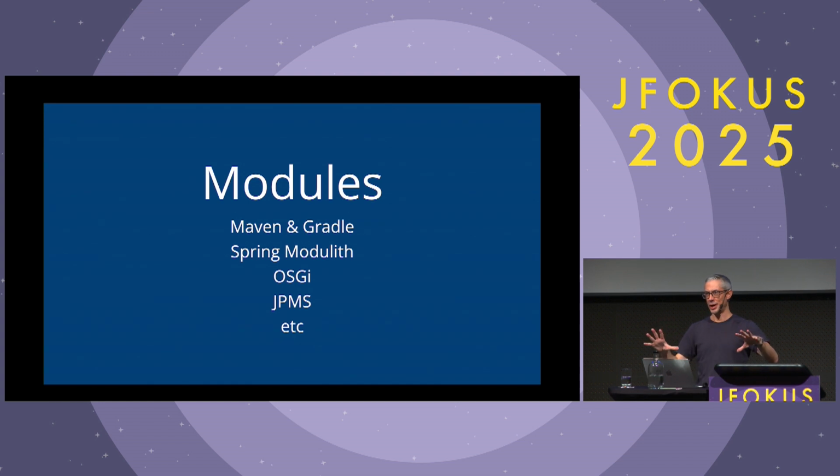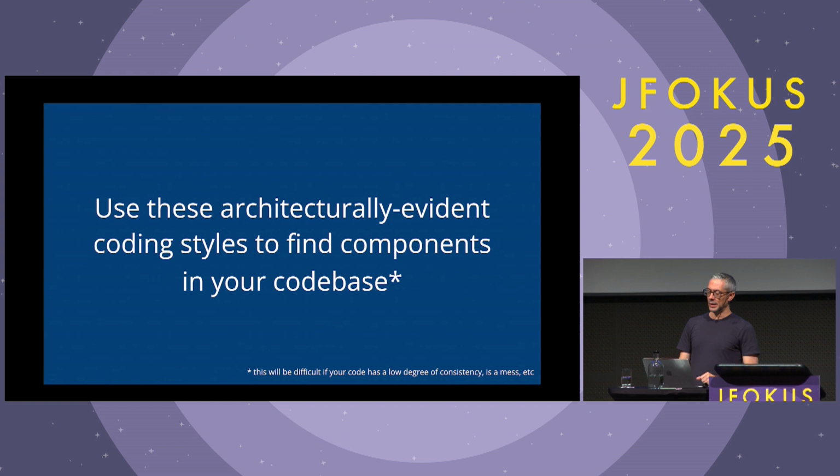One of the issues with Java is there's no proper sub-package concept. All packages are just packages. They're all flat packages, essentially. There's no notion of this thing being a child of a parent package. That doesn't exist, so Spring Modulith puts some tests around enforcement of that sort of thing. So those are some ideas around architecturally evident coding styles. What we do now is use those things to go find components in our code base. There is a caveat here, of course. If your code base is a mess, this doesn't work.